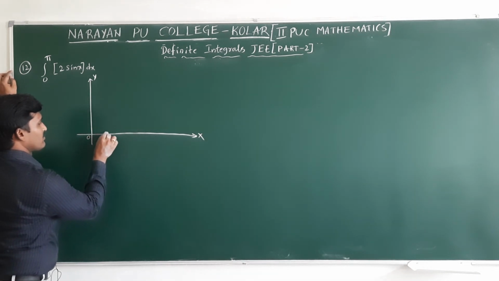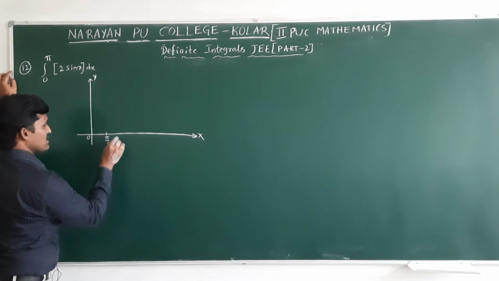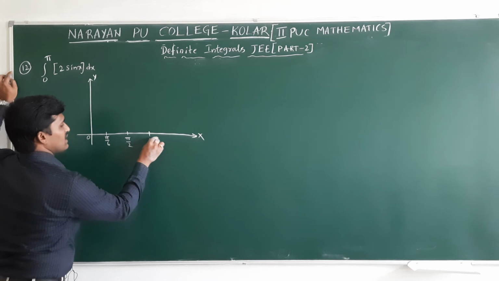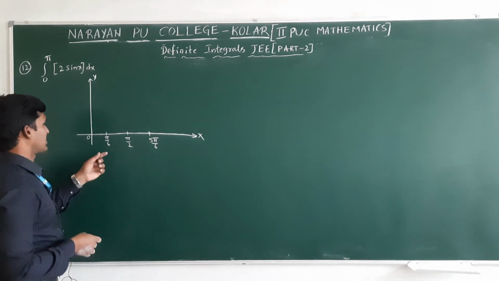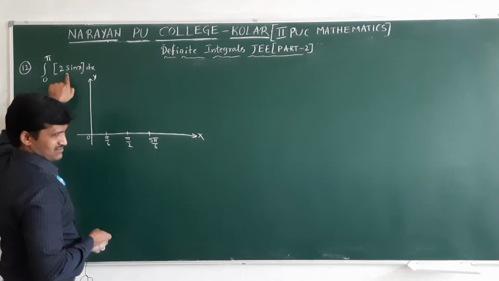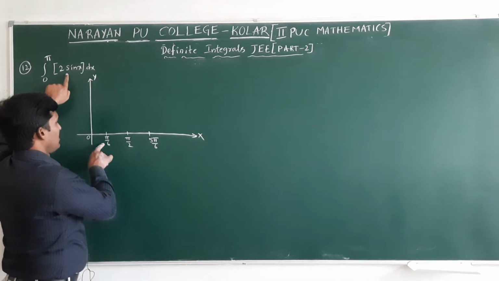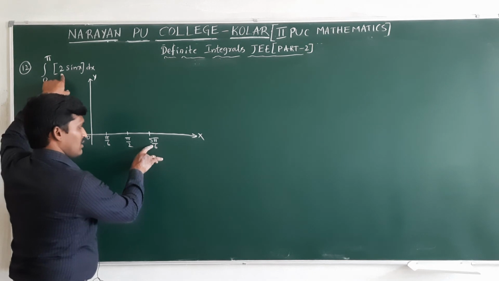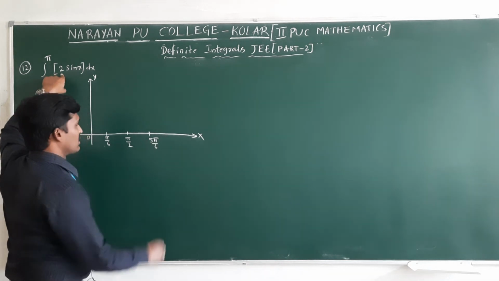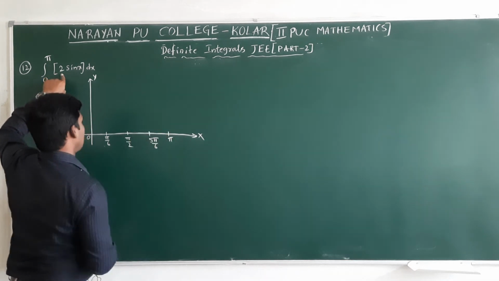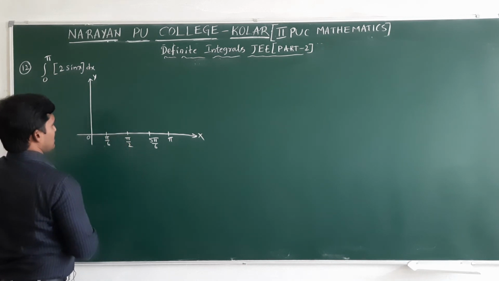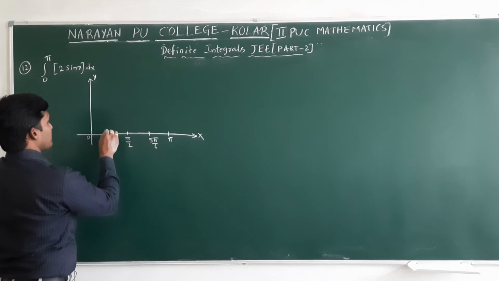0, pi by 6, pi by 2. I will take 5 pi by 6. The reason I am taking these is that 2 sin x becomes 1 here, because sin 30 is 1 by 2, and 2 into 1 by 2 gives 1. At 150 degrees it is also the same, we get 1 only. At pi by 2, sin 90 is 1, so 2 into 1 is 2, we get the curve. What is the 2 sin x?